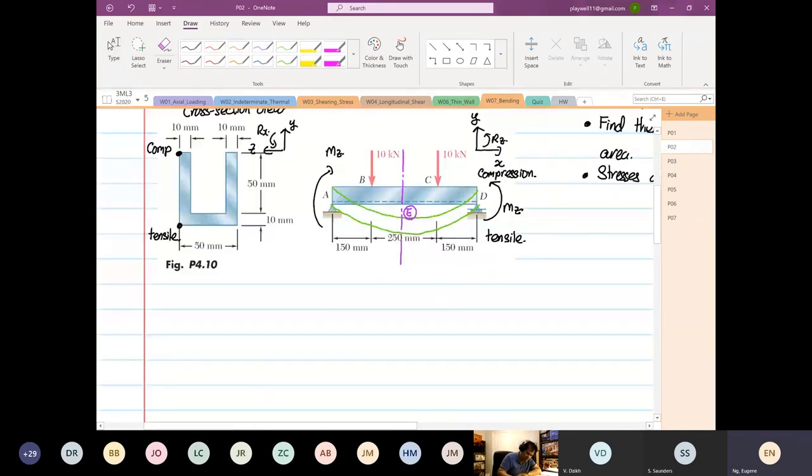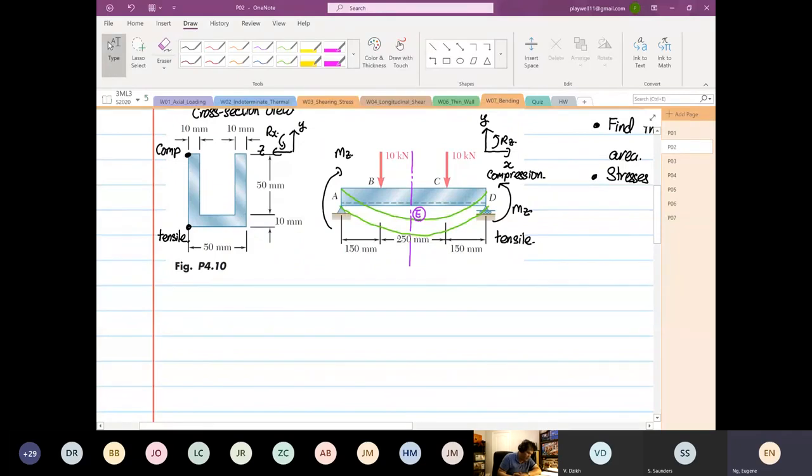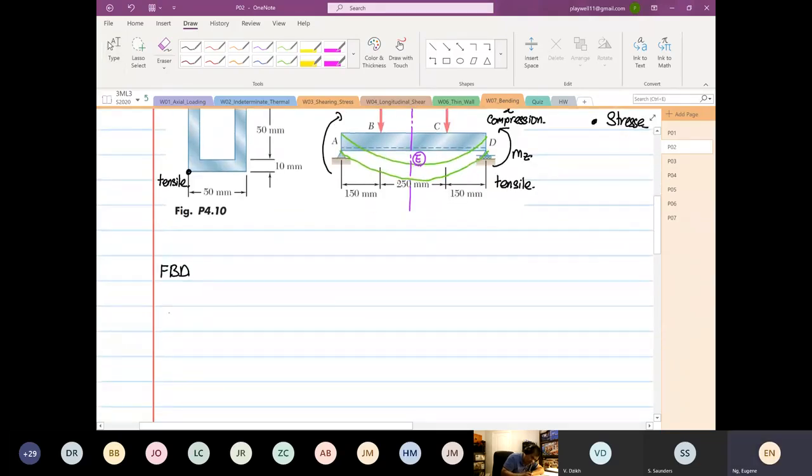Okay, so first let's deal with our free body diagram. So this is your X, Y, rotation about Z. We're going to sketch our free body diagram. So this is our point A, point D, and then point B, and then we have our point C.